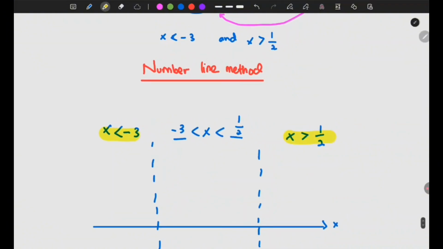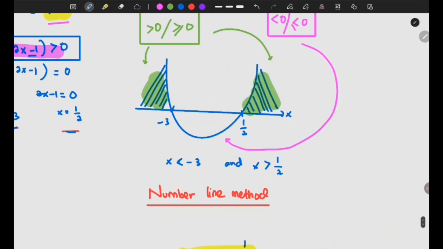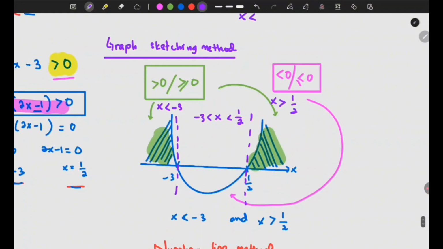Over here, it's like 3 regions, also somewhere here. It's like x less than -3 here, and x more than 1/2 here, and in between here x is in between -3 and 1/2. If that's the answer, you should be at the middle, right? But you didn't, because it's more than 0. So the sign is more than 0, you should be at the sides.